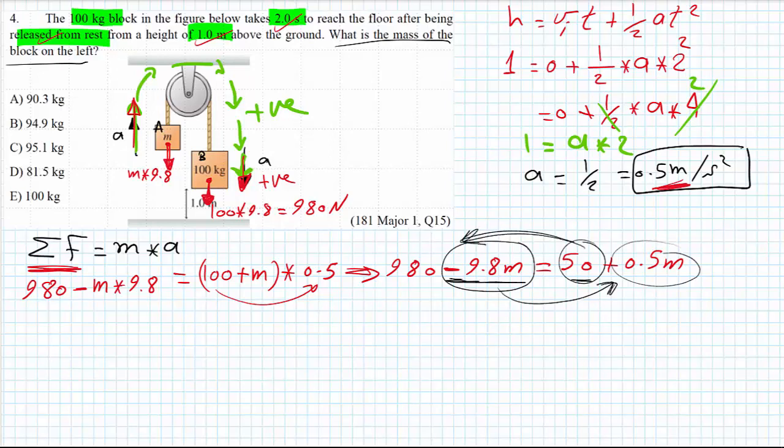So let's rewrite this equation again. 980 minus 50 equals 9.8 m plus 0.5 m.